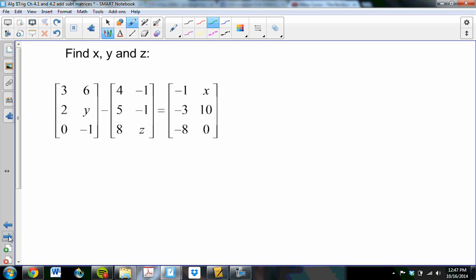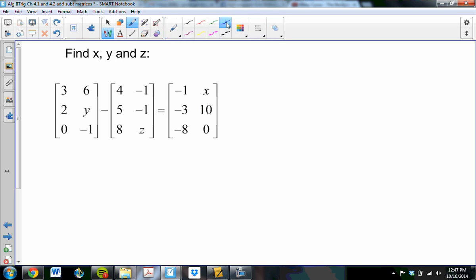Okay, last slide, almost done. Here I want to try and find x, y, and z based on this equation that I'm given. I'm given a matrix equation where I have one matrix and another matrix added up, or in this case subtracted together. I'm going to see what they equal.